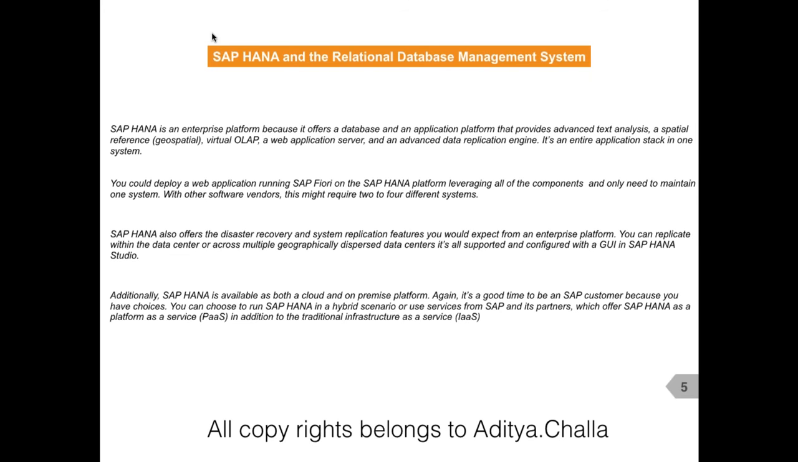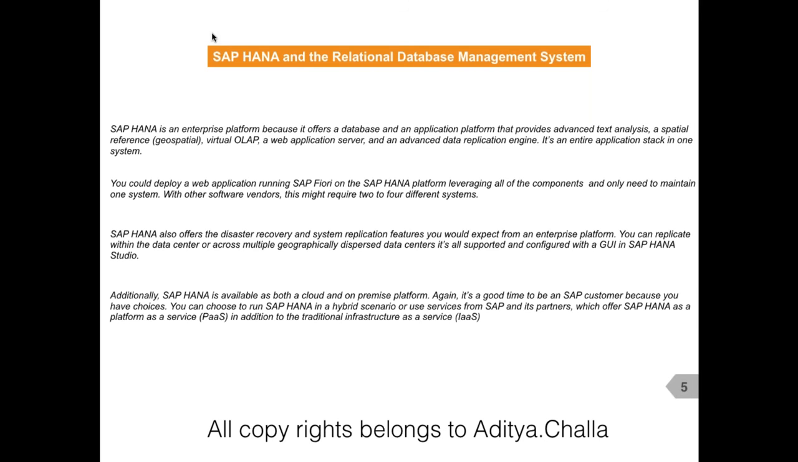System replication means the data needs to be replicated from one database to another database. Say, for example, you have data in R3. Now the system needs to replicate this R3 data into S/4 HANA. So there are certain features within the system itself that you would expect from an enterprise platform. All these things are possible only from an enterprise platform. In the previous class, I told you that only with the enterprise platform is it possible to update everything in one database. So you can replicate within the data center and across multiple geographically dispersed data centers. It also supports configuration with a GUI in SAP HANA Studio.